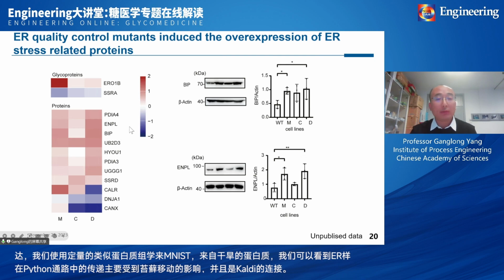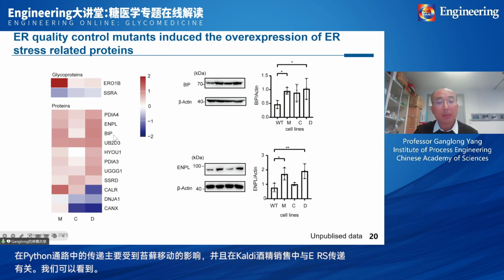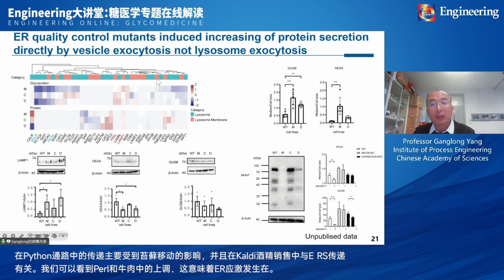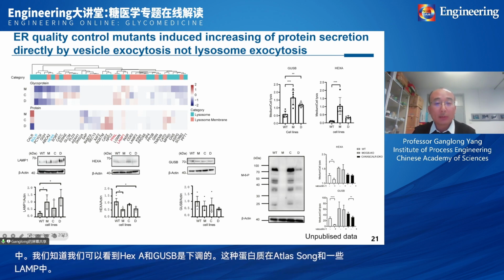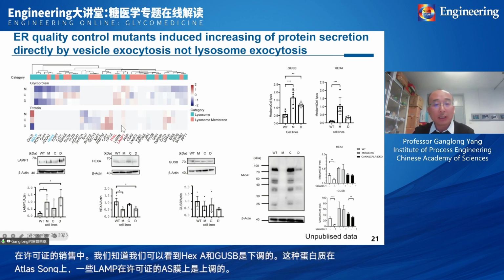For the ER pathway, we can see that NPL and BiP were upregulated, which means ER stress happened in the cells. And for the lysosome part, we can see HEXA and GUSB were downregulated. These proteins are in the lysosome, and some of the LAMP proteins were upregulated on the membrane of the lysosome, which was different between the lysosomes.